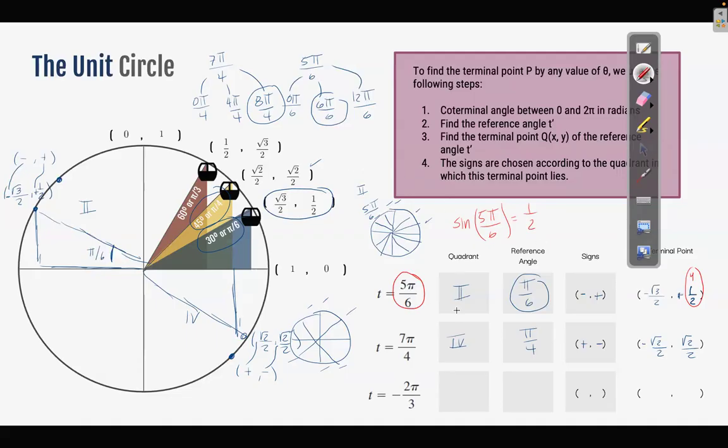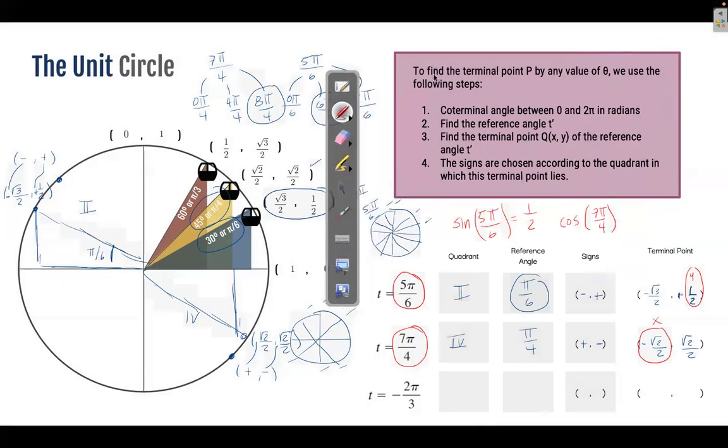If you are now perhaps asked to find cosine of 7 pi over 4, that would also be possible since I know the terminal point has an x value for 7 pi over 4. The terminal point is minus square root of 2 over 2. So the solution would be minus square root of 2 over 2.